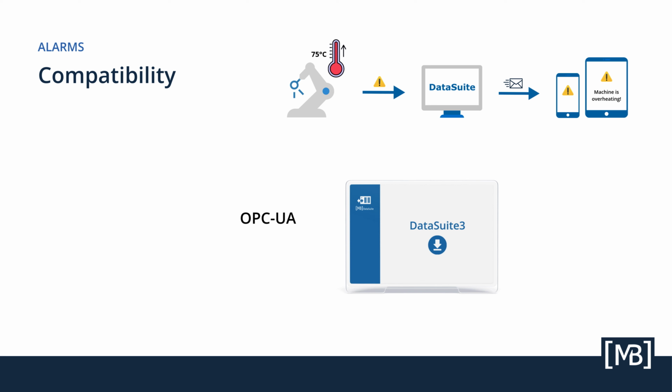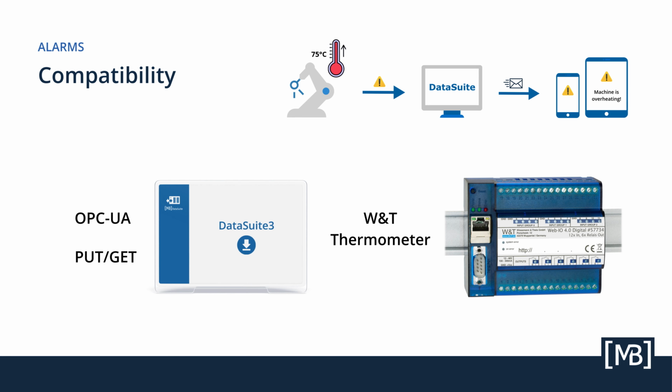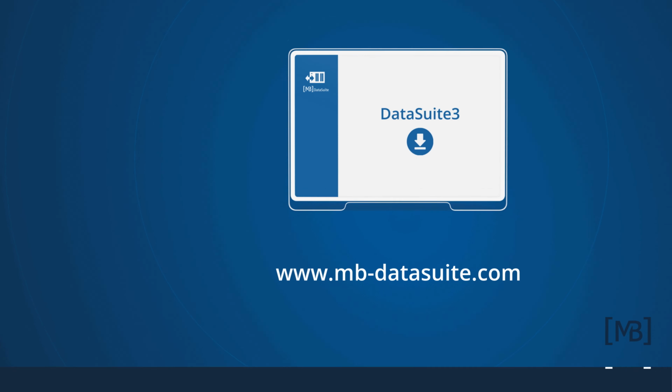DataSuite is compatible with any PLC that is compatible with OPC UA. If it is a Siemens controller without OPC UA, it's also possible using PutGet. Alternatively, you can use OPC-compatible temperature sensors, like a device from Siemens and Tice. Here is how it works.